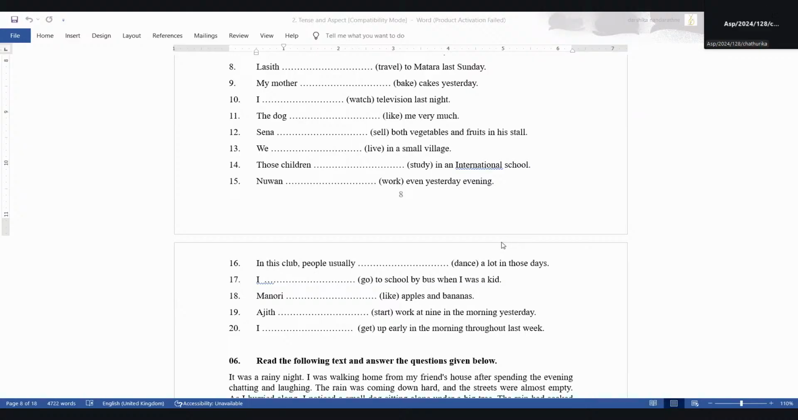I went to school by bus when I was a kid. Manori liked apples and bananas. Ajit started work at 9 in the morning yesterday. I got up early in the morning throughout last week.